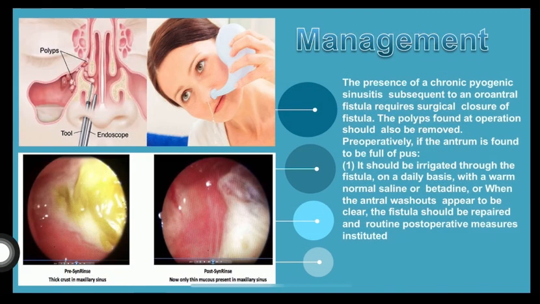Also, the management of a chronic maxillary sinusitis, if there is a presence of a chronic pyogenic sinusitis subsequent to the oroantral fistula, they require surgical closure of the fistula. Here there is a polyp on the operation site. It should be removed preoperatively if the antrum is found to be full of pus, like here. It should be irrigated through the fistula on a daily basis with warm normal saline or betadine, and when the antral washout appears to be clear, the fistula should be repaired and the routine post-operative measure is instituted.